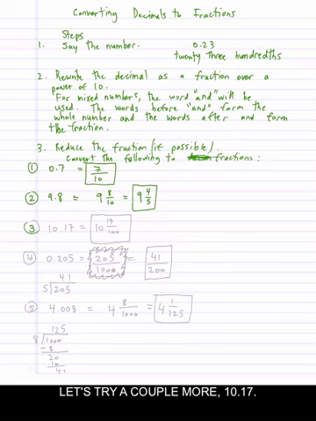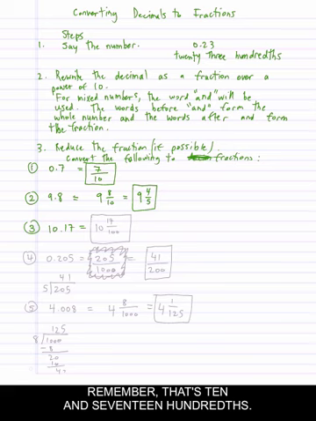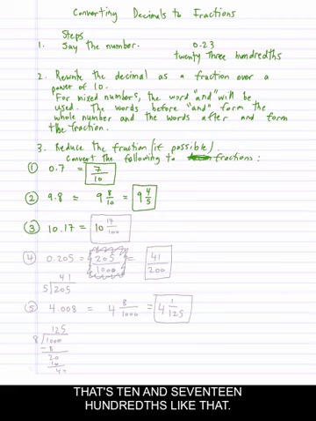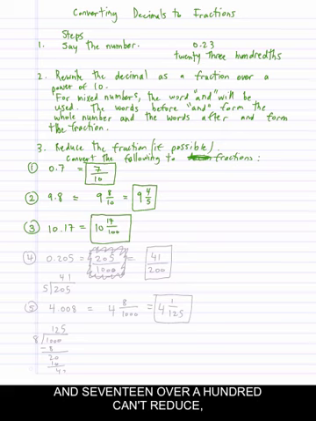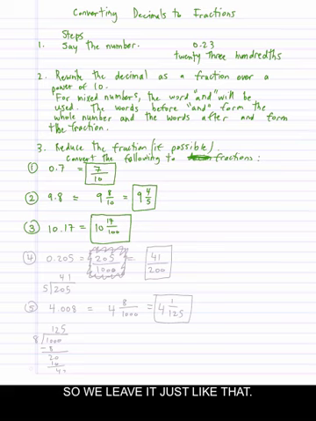Let's try a couple more. 10.17. Remember, that's 10 and 17 hundredths, like that. And 17 over 100 can't reduce, so we leave it just like that.